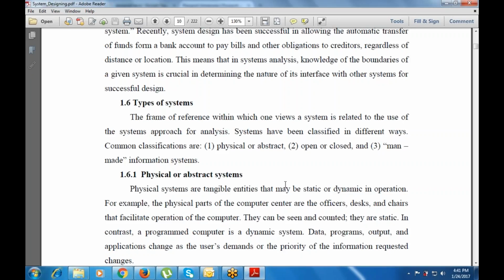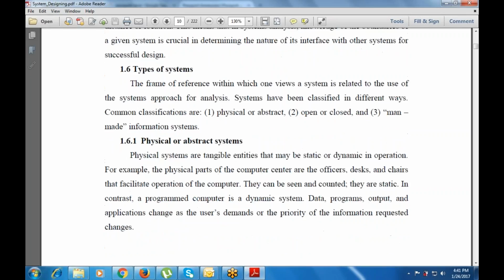first, physical or abstract; second, open or closed; third, man-made information system. So one is the physical or abstract system, then the open or closed system, then the man-made information system. Physical systems are tangible entities that may be static or dynamic in operation. For example, the physical parts of a computer center, the officers, desk, and chair, facilitate the operation of a computer.